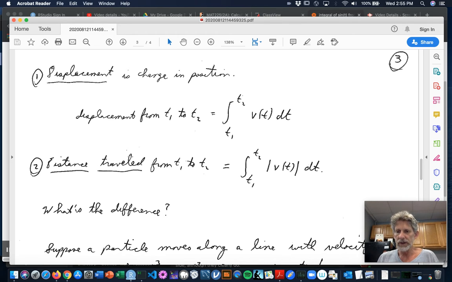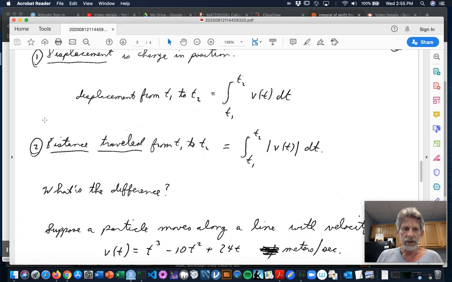Imagine you start somewhere and you just start walking around, and you walk around a bunch of circles and you come back exactly to where you were at the beginning. Your displacement, your change in position, is actually 0. But it's not like you walked 0 feet. You might have walked quite far, even got tired, right? There's a difference between displacement from one time to another versus distance traveled from one time to another.